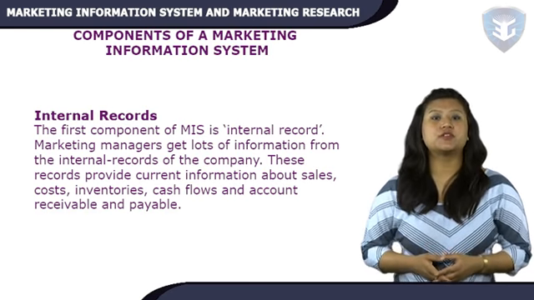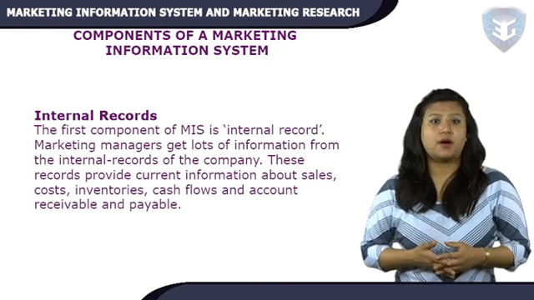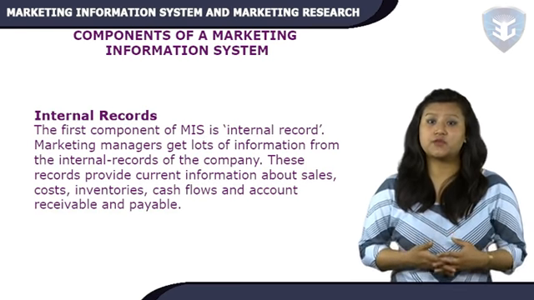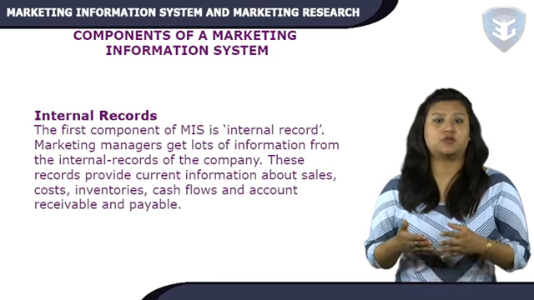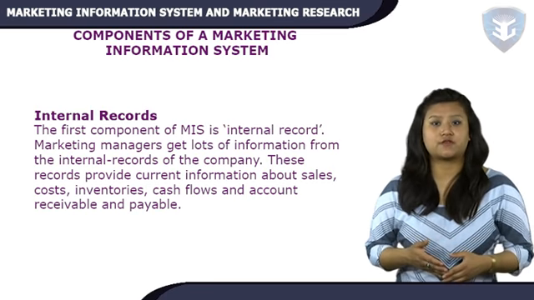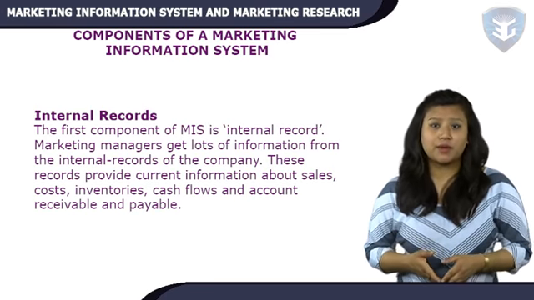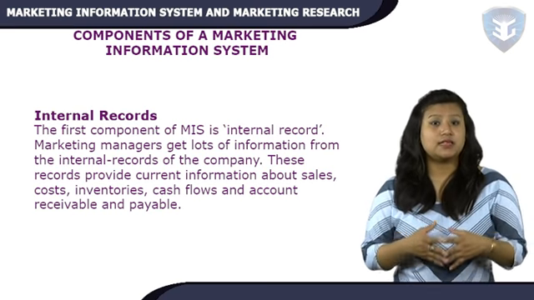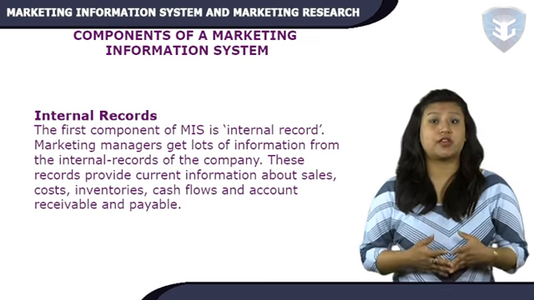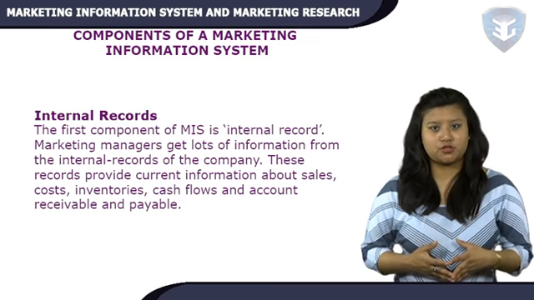Internal records. The first component of MIS is internal records. Marketing managers get lots of information from the internal records of the company. These records provide current information about sales, cost, inventories, cash flows, and accounts receivable and payable. Many companies maintain computerized internal records. Internal records help marketing managers to gain faster access to reliable information.